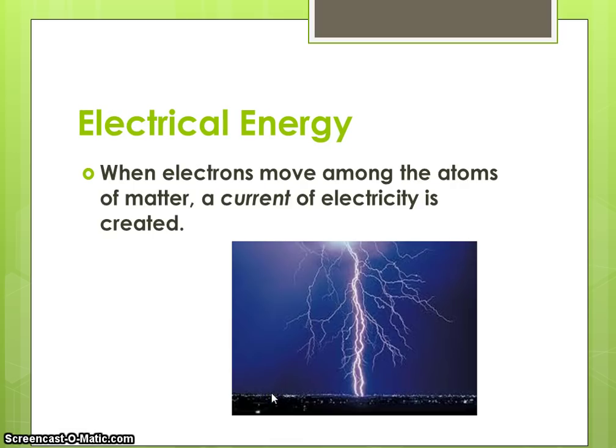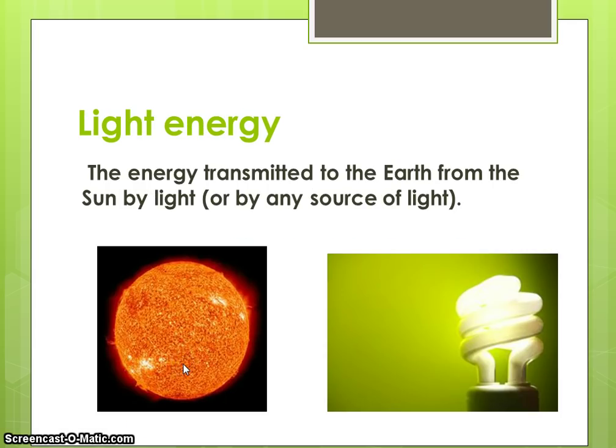Another type of energy is electrical energy. This happens when electrons are moving among the atoms of matter. We call that current. Free-flowing electrons create electrical current. And we use this all the time.